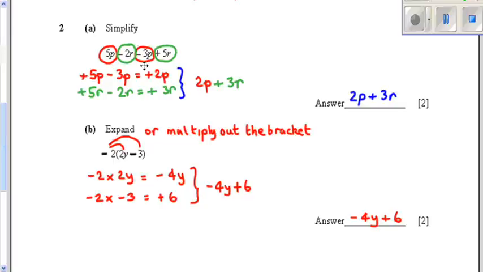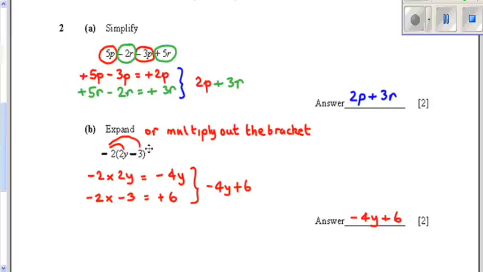And then in green I've circled minus 2r plus 5r. Those are both r terms, so we can combine those together. Probably best to put the plus 5r first, minus 2r, and that gives us 3r or plus 3r. And those 2 together, then we end up with 2p plus 3r, and that's our answer.